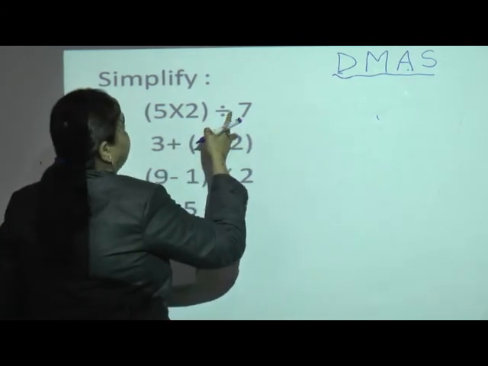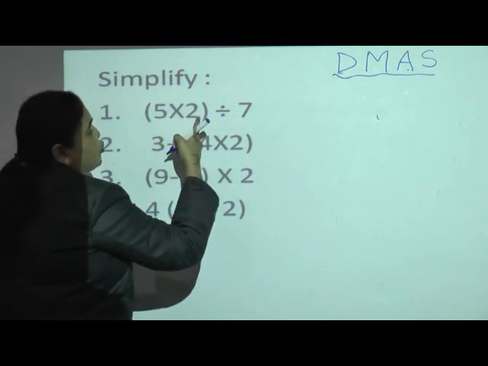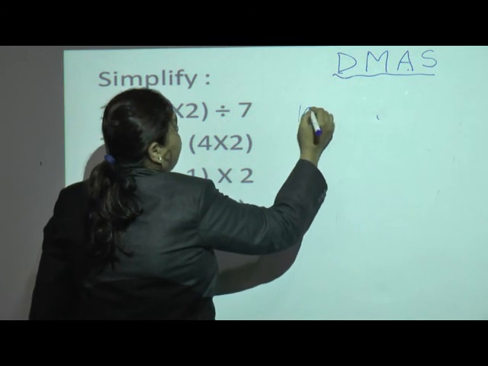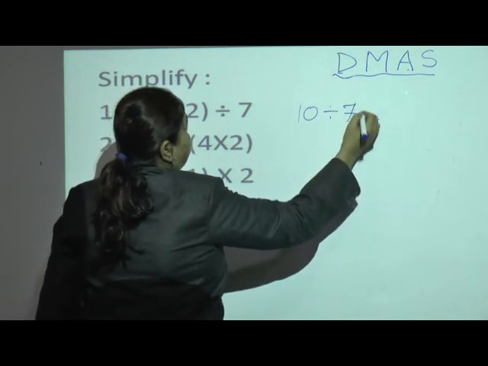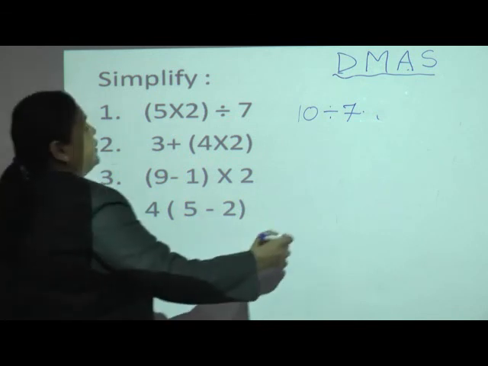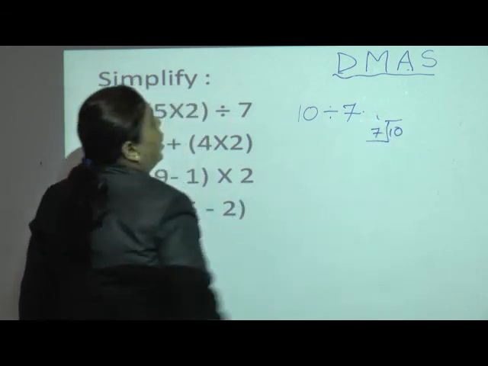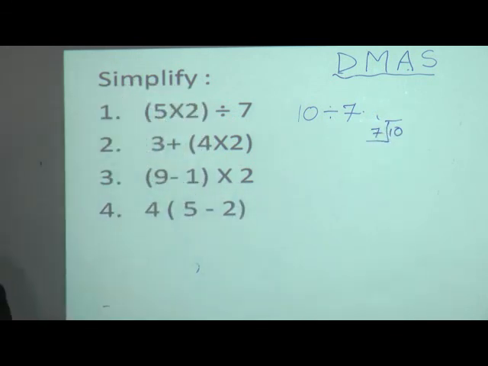First we have to go for the division, but before that we are having a square bracket. We have to solve this. 5 2s are 10 divided by 7. 10 divided by 7, you can do in this form and find out the answer. Now next one.